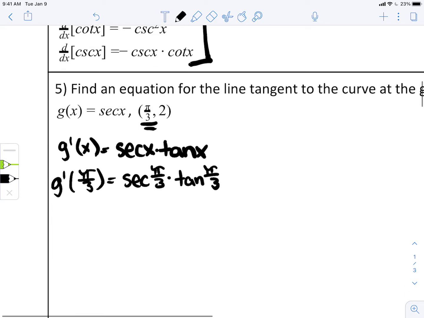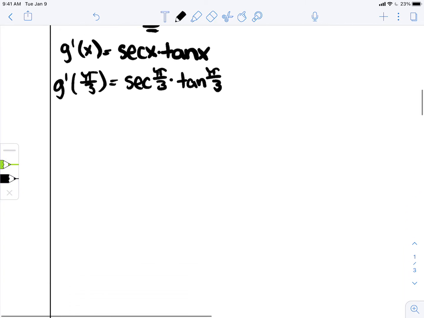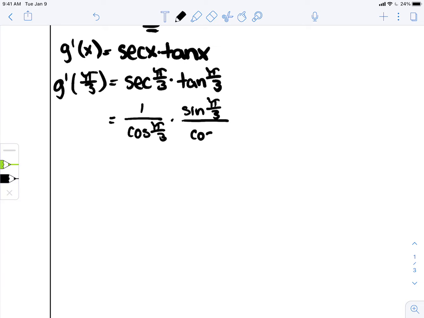Now if you're anything like me, you may forget certain values on your unit circle, so we're going to go through this the long way. If you have them memorized, more power to you. So secant we can rewrite as 1 over cosine of pi over 3. And tangent we could write as sine of pi over 3 over cosine of pi over 3. Now sine and cosine are two that I do always have memorized. So the cosine of pi over 3 is the same as 1/2.